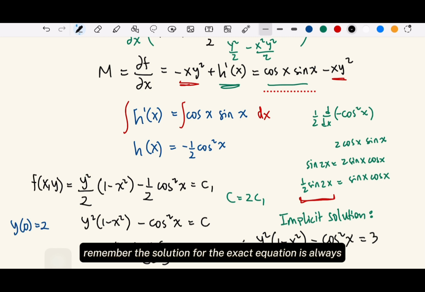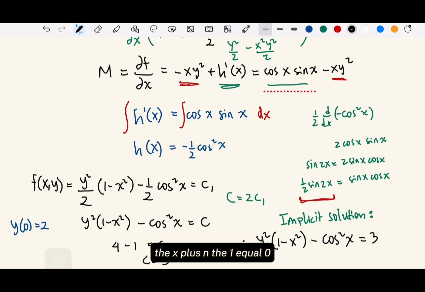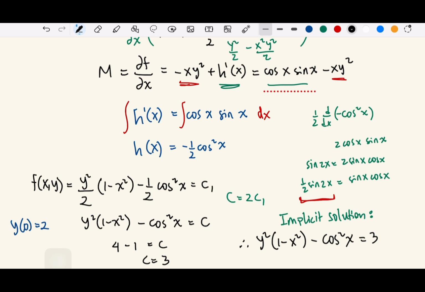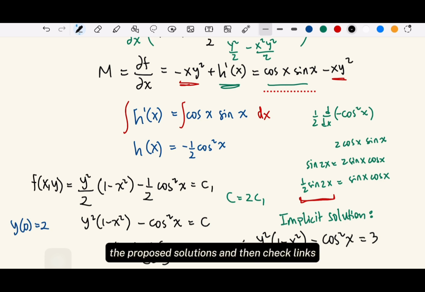Remember, the solution for the exact equation is always in the form of a function and then equal to a constant. Because the exact equation, if you remember, is M dx plus N dy equals 0. So it is expected to have a constant on the other side. So this will be the proposed solution, and then we check the initial condition, and we get the constant c equals 3.